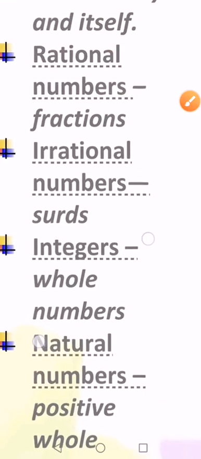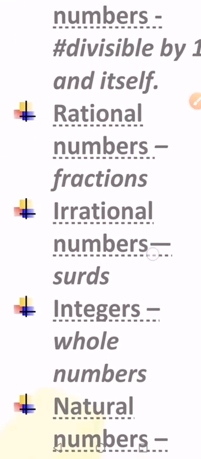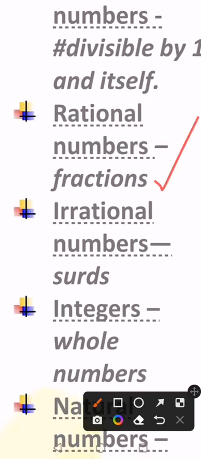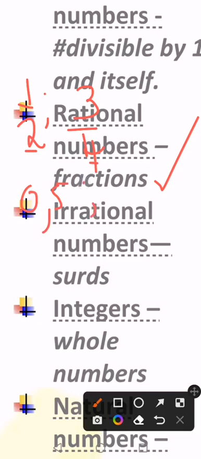Then we move on and talk about rational numbers. Rational numbers are fractions, or numbers that can be expressed in the form of A over B. For example, 1 over 2, and 3 over 4. I can write these as 0.5 and 0.75. These are all rational numbers.